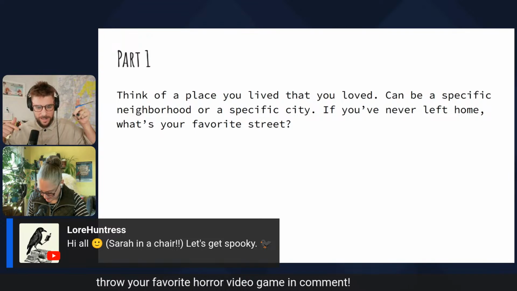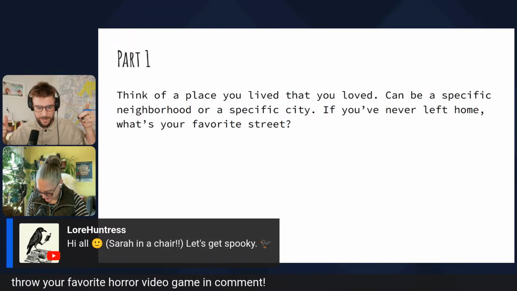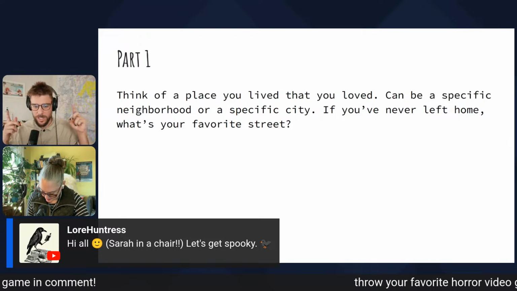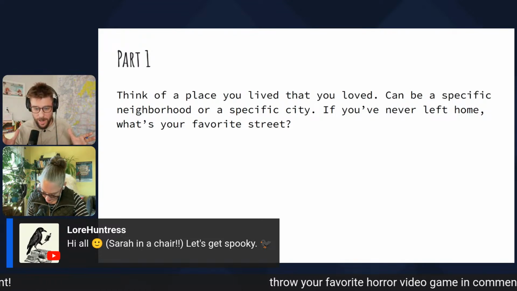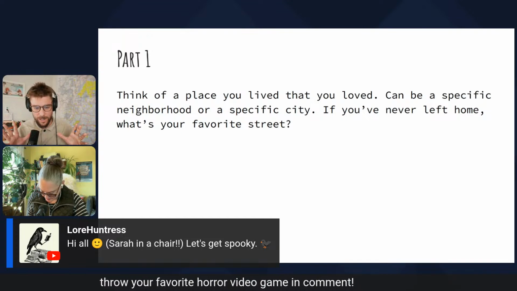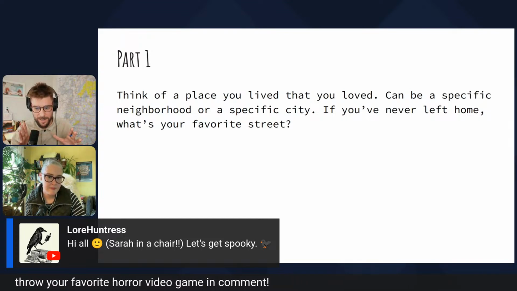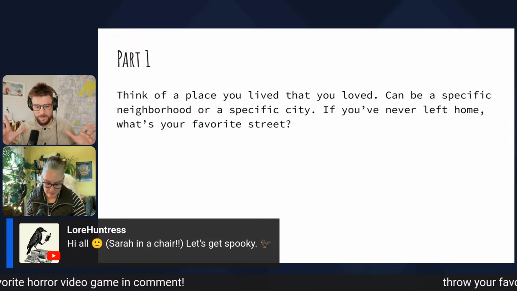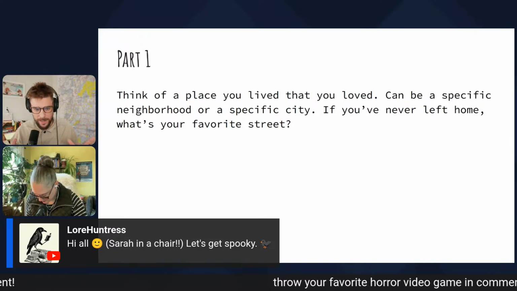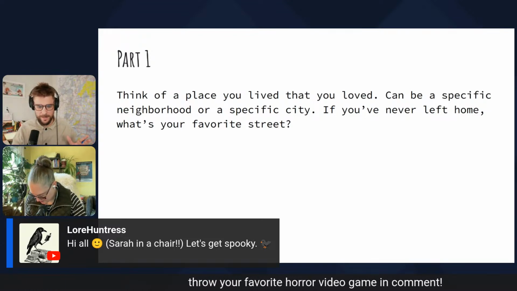Think of a place you lived that you loved. This can be a specific neighborhood in a city you've lived in, or a specific city. If you have lived in the same place your whole life, you can pick a street or a part of town. Thirty seconds. Everybody come up with a place you lived that you loved.